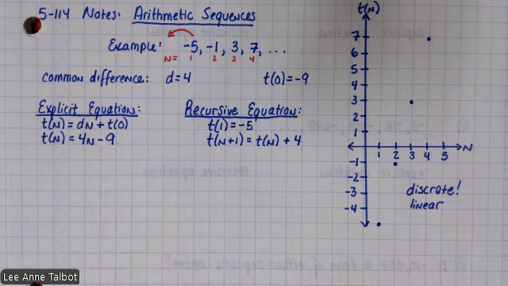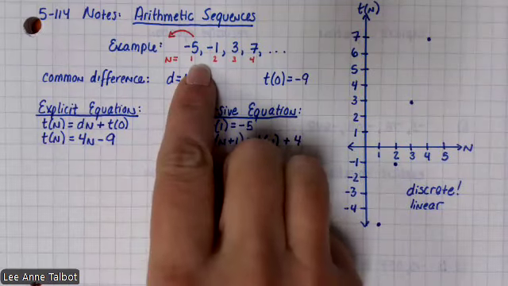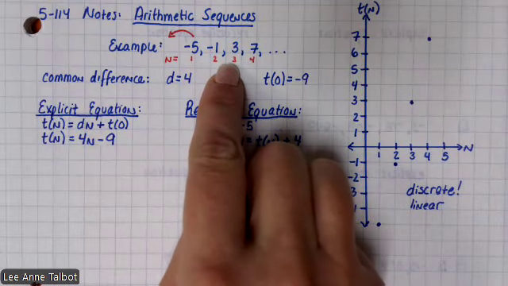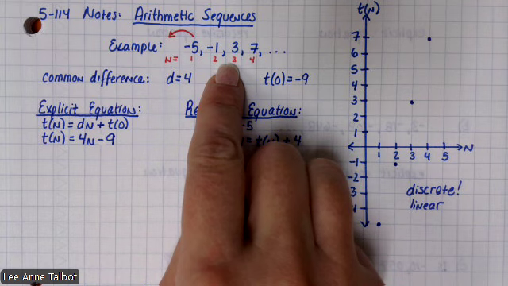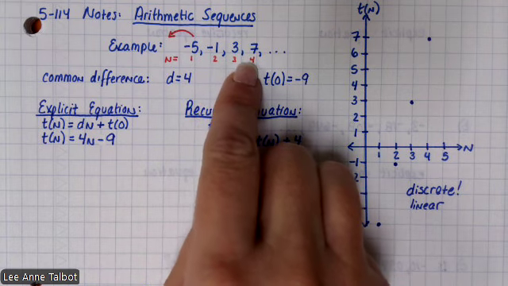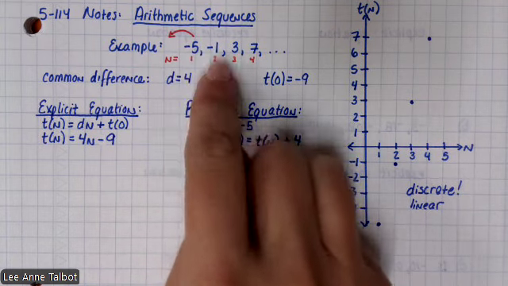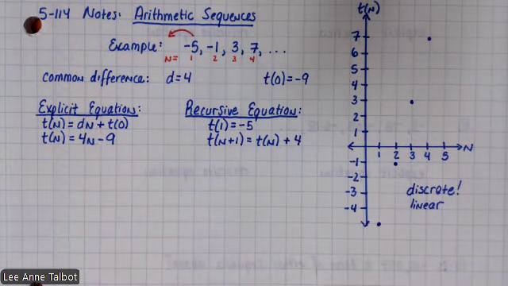Do you guys remember why we don't connect the dots? Anybody know why we don't connect the dots? Yes, exactly. There's no spot 1.5. There's no spot 2.76. There's no spot pi. It's just spot 1, spot 2, spot 3, spot 4, discrete spots. Excellent, excellent answer.